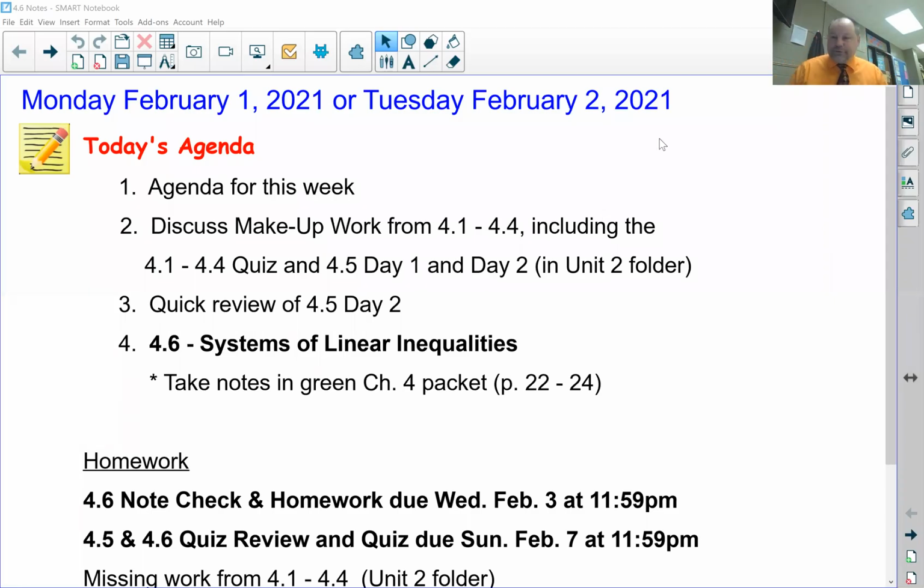So now, first of all, happy February 1st. As I mentioned last week, we have about 6 weeks to go in the trimester. So we're almost at that halfway point, or we're right at that halfway point.